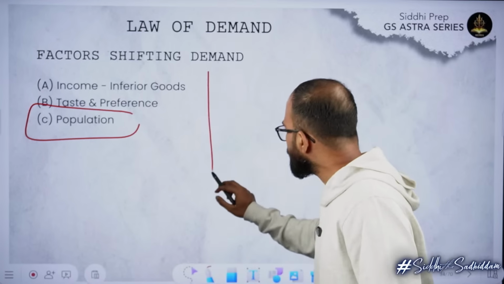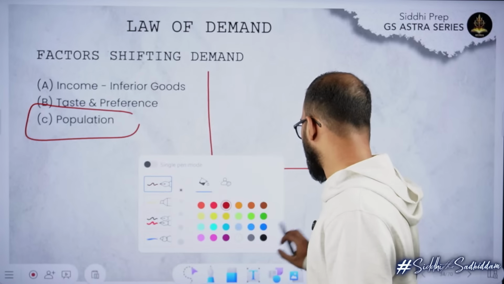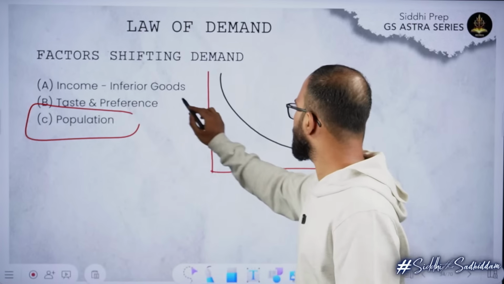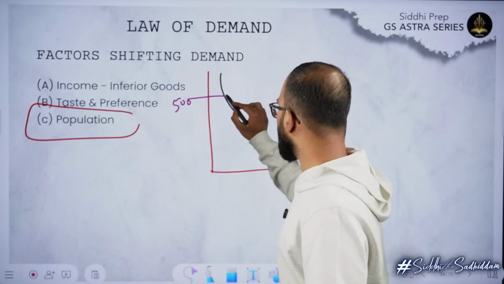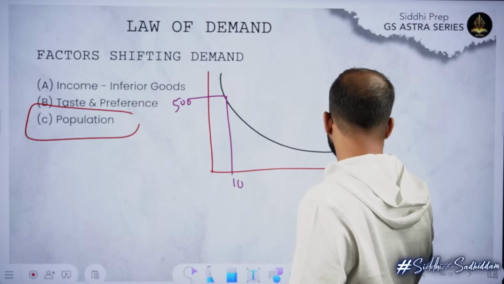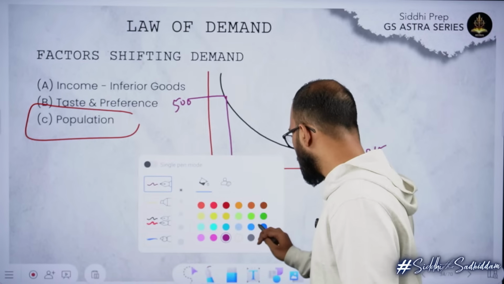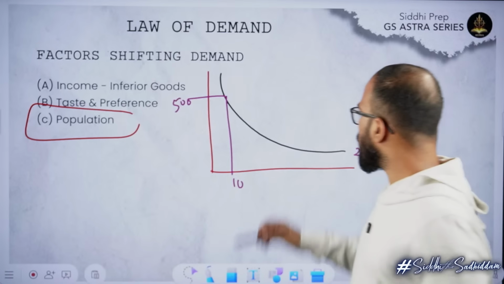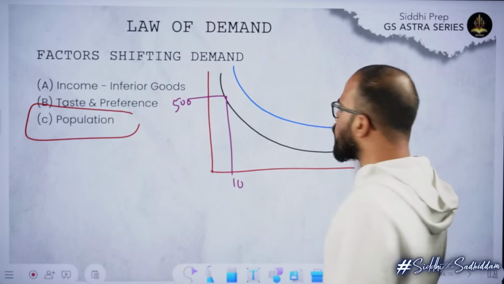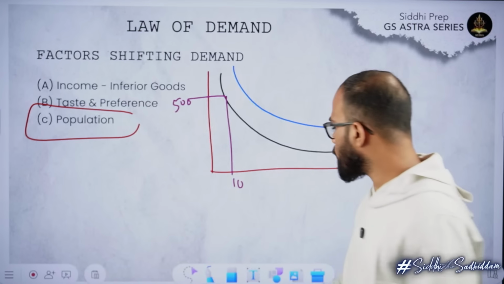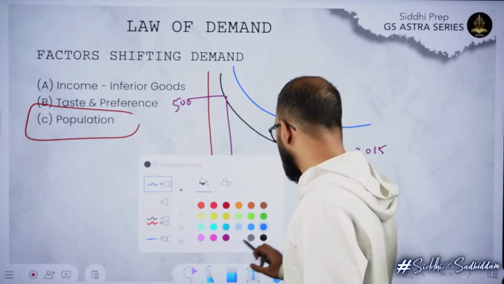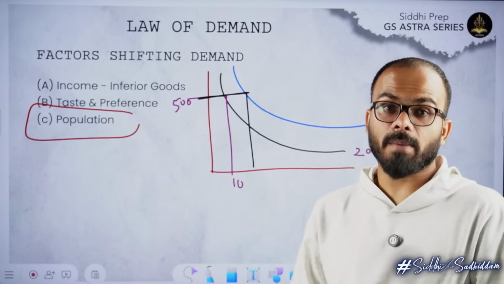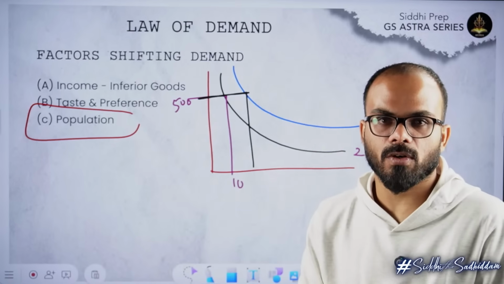Let us say in 2015 this is the demand curve. For a price of 500 rupees, quantity demanded is 10. In 2025, the population of the country has increased. Let's say it has increased by 20%, 30%. Because of the increase in population, you have more people. For the same 500 rupees, obviously, now more people will want the product. So when population increases, the demand curve shifts outward.